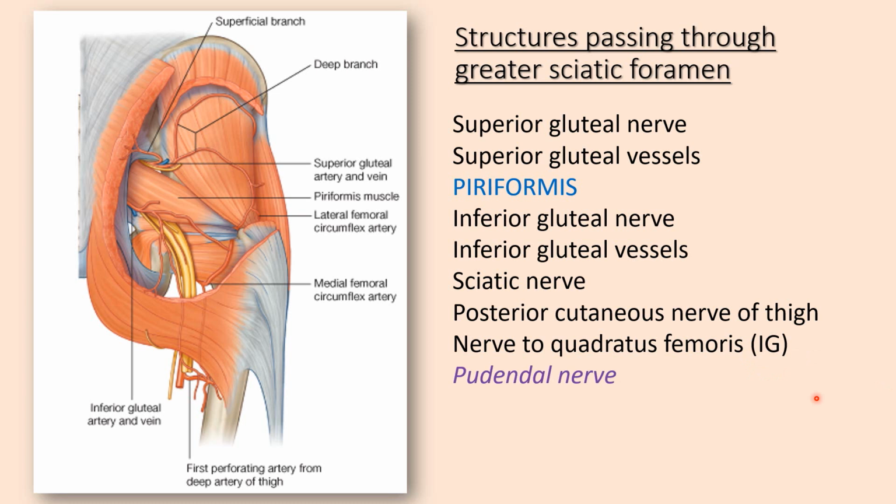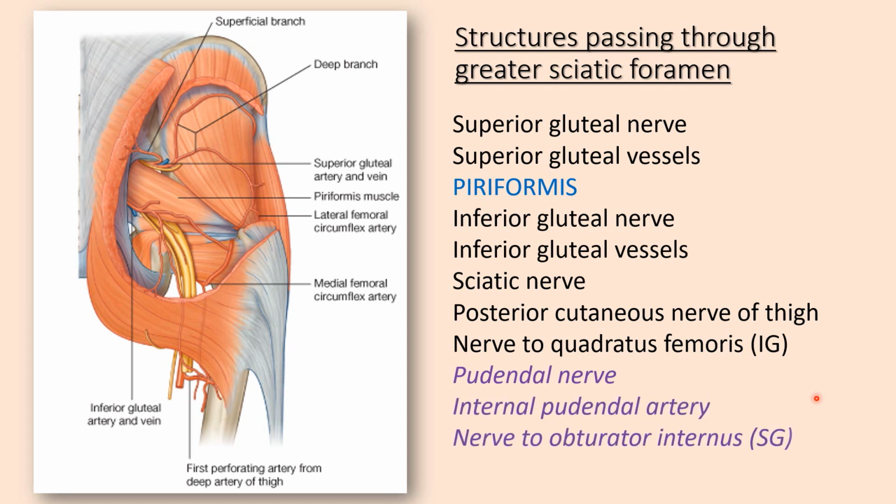I was telling you about some structures which are leaving the pelvic cavity. Transiently, they lie in gluteal region and they take entry through the lesser sciatic foramen again back into perineum. They are these structures: pudendal nerve, internal pudendal artery, and nerve to obturator internus. Nerve to obturator internus also supplies superior gemellus.